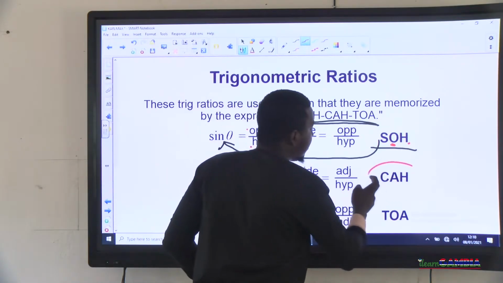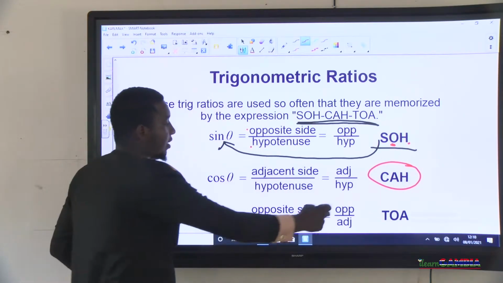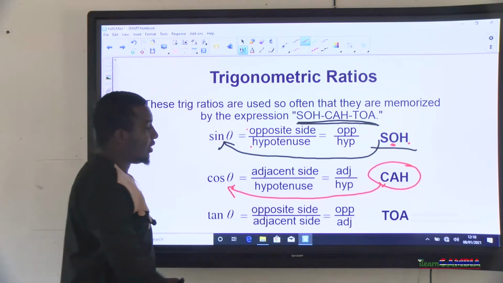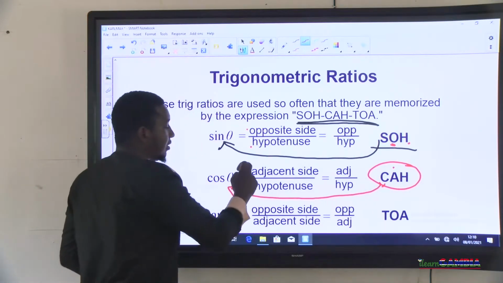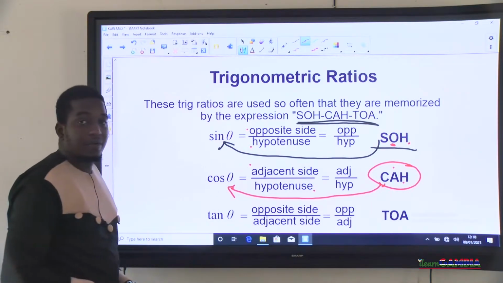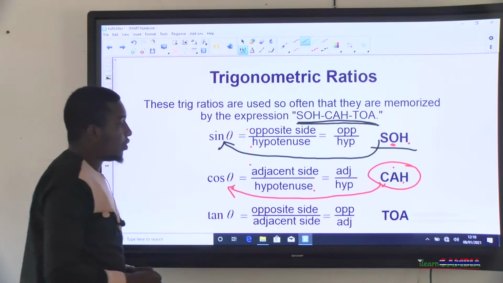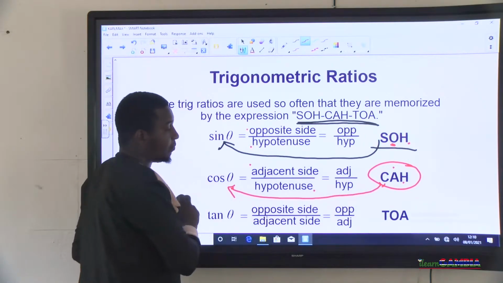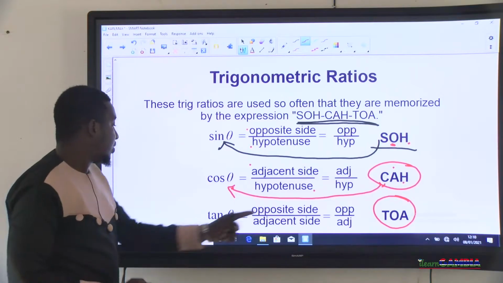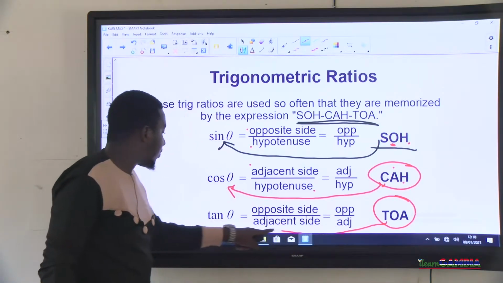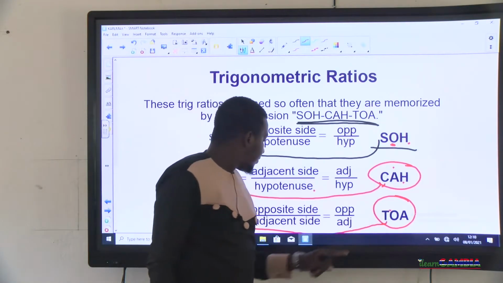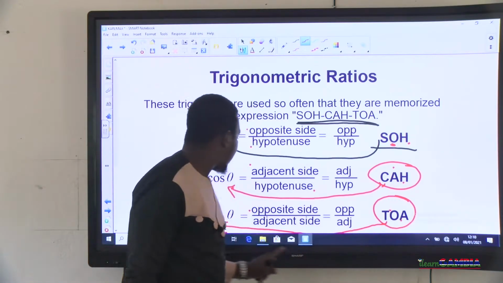Then CAH: C stands for the cos of the angle, A stands for the adjacent side of the angle, and H stands for the hypotenuse of that angle in the triangle. So that will give us the formula for the cos. Then we move to TOA. The T stands for the tan, that is the tangent of the angle, O stands for the opposite, and A stands for the adjacent.